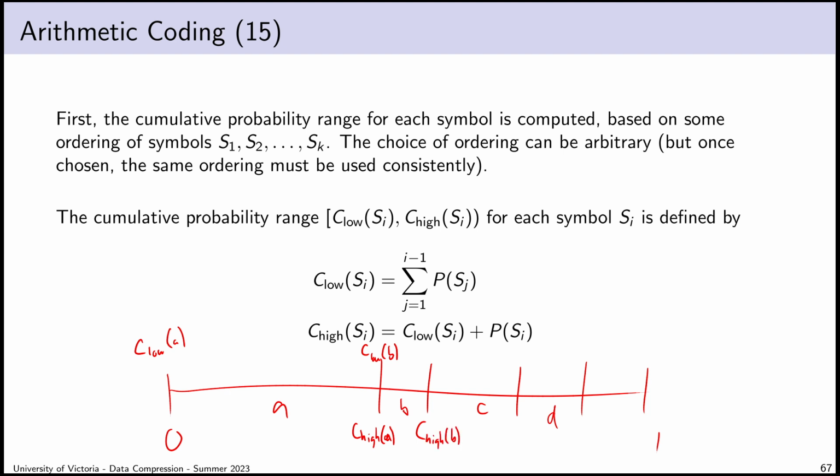So how do I compute C low? Well, C low is just going to be the sum of all the probabilities of things less than the current symbol. So C low of C will just be the probability of A plus the probability of B. And how do I compute C high?